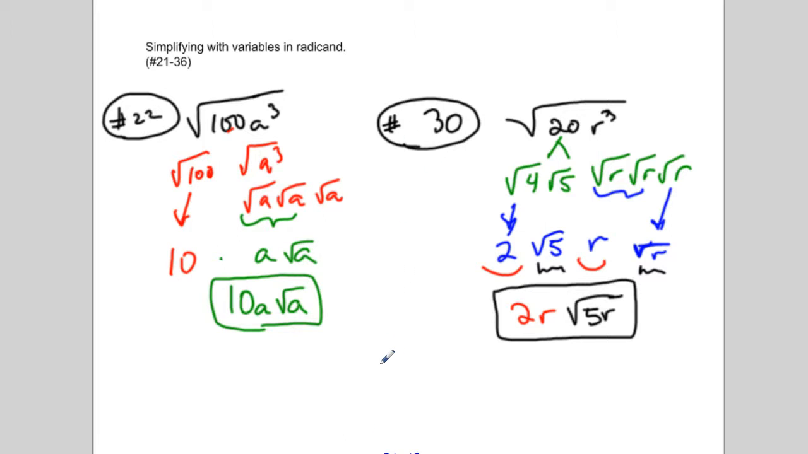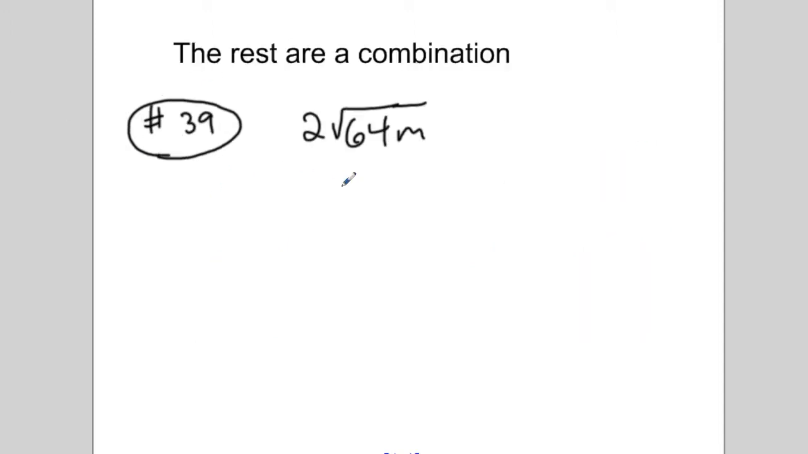Question number 30 looks like that. For every 2 of the same thing under a square root, it creates one without a square root. The rest are all just a combination of what we've just been talking about. Okay, so you got a variable underneath, you're breaking down the number, you're multiplying by the stuff in front.